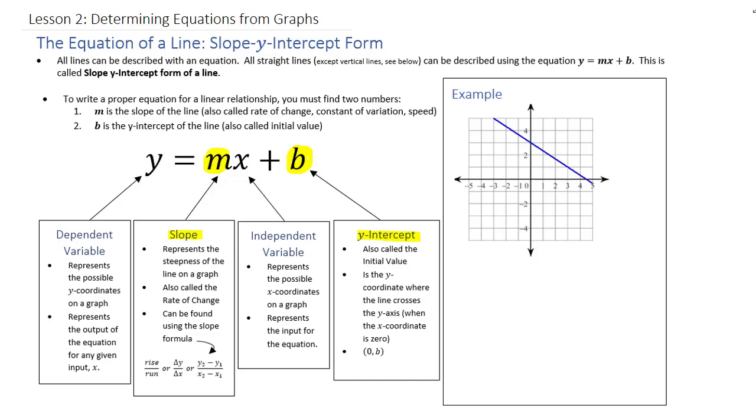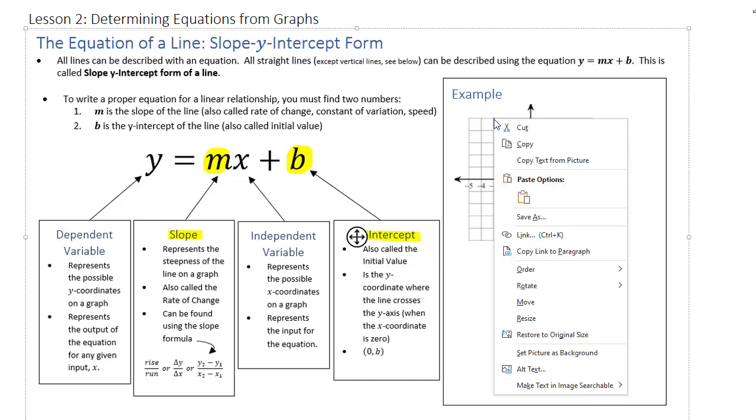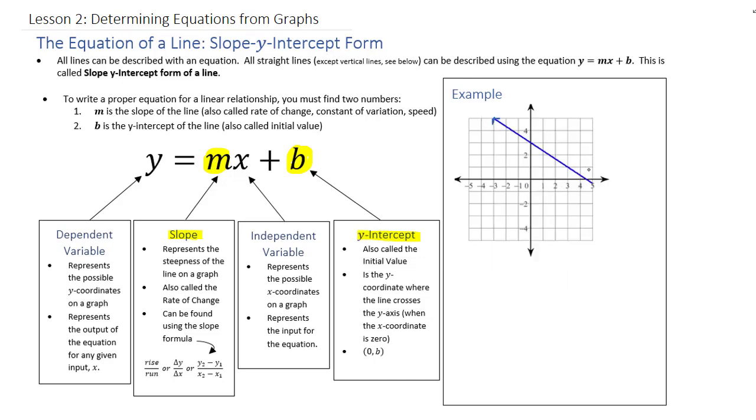So let's talk about how we find the equation from a graph. The y and the x represent our dependent variable and our independent variable. They represent possible coordinates on the graph. So let's go over to this graph and talk about how we're going to find these things. Now the first thing I notice about this graph is it's missing its arrows. Any line that continues on forever should have arrows on it. Okay, so we'll add those on.